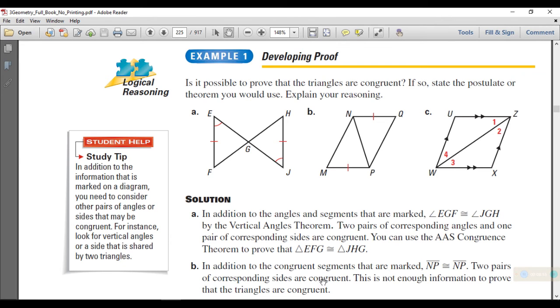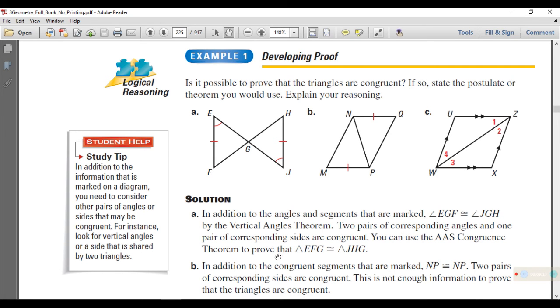This is not enough information to prove that the triangles are congruent. What is the other congruent part here? The other congruent part is NP. So, NP is congruent to NP. But we only have two sides.